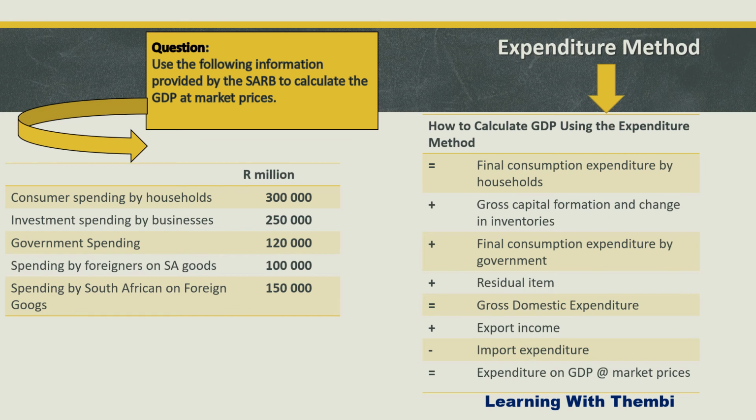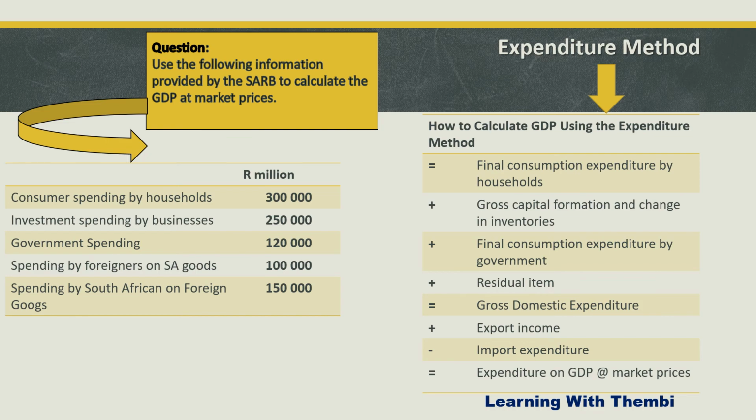And as you can see with the information that you're given here, we do not have the residual item. As a result, when you are calculating, it is not necessary to include it in the formula. So even if you include it, you're just going to substitute it by a zero because it is not provided.